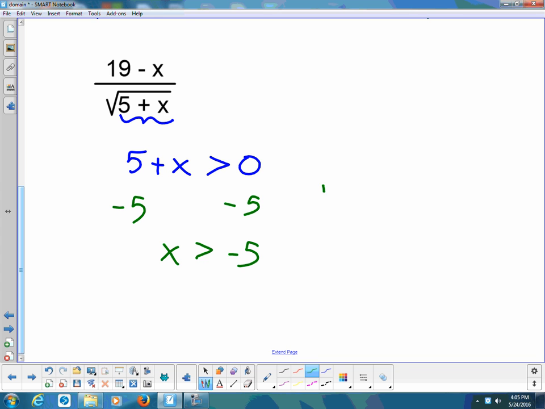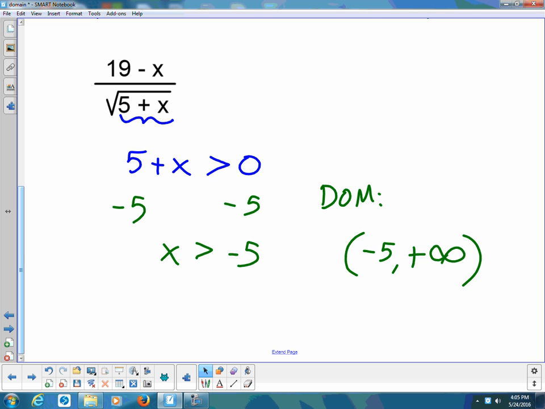So that means that my domain for this problem is going to be everything from negative 5 and above, so from negative 5 to positive infinity. We always use a parenthesis with the infinities, but we want everything strictly greater than negative 5, not including it, so I'm going to use a parenthesis here as well.